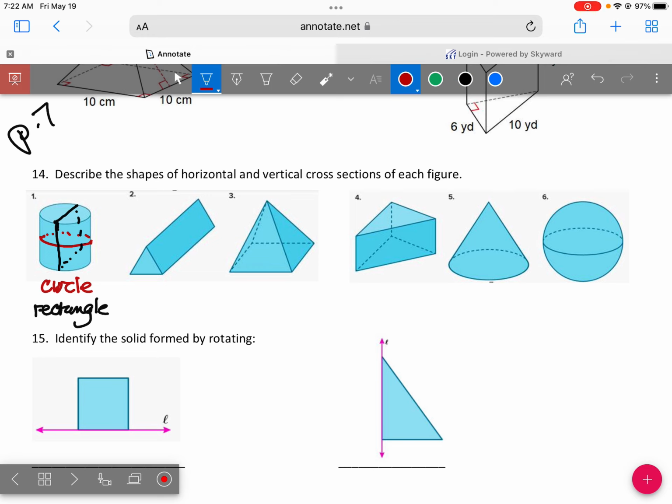So the horizontal here is going to be a long, skinny rectangle. And the vertical would be a triangle. Okay. Over here, horizontal would be, we can't tell for sure if this is a rectangle or a square on the bottom.